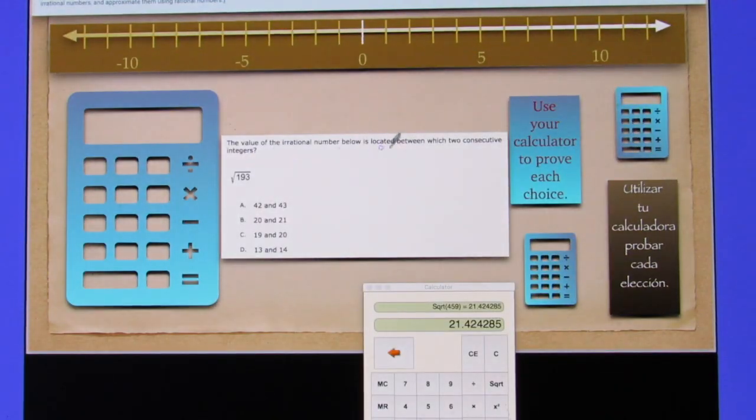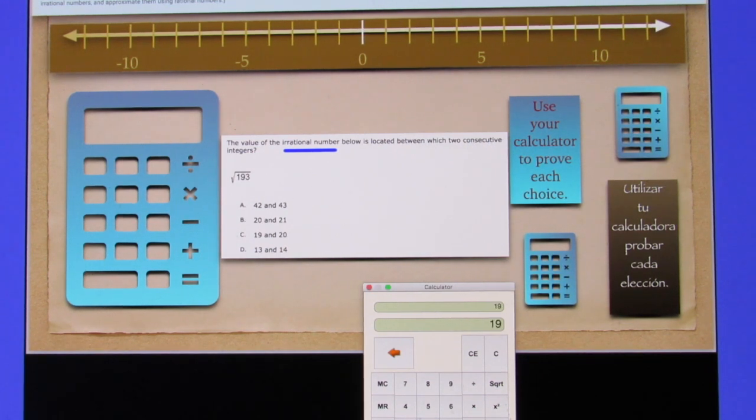The value of the irrational number below is located, that's the square root of a number that I don't know. If it was 400, I would know it is 20, but it's 193. I don't know the square root of that. That's why it's irrational. The value of the irrational number below is located between which 2 consecutive numbers?